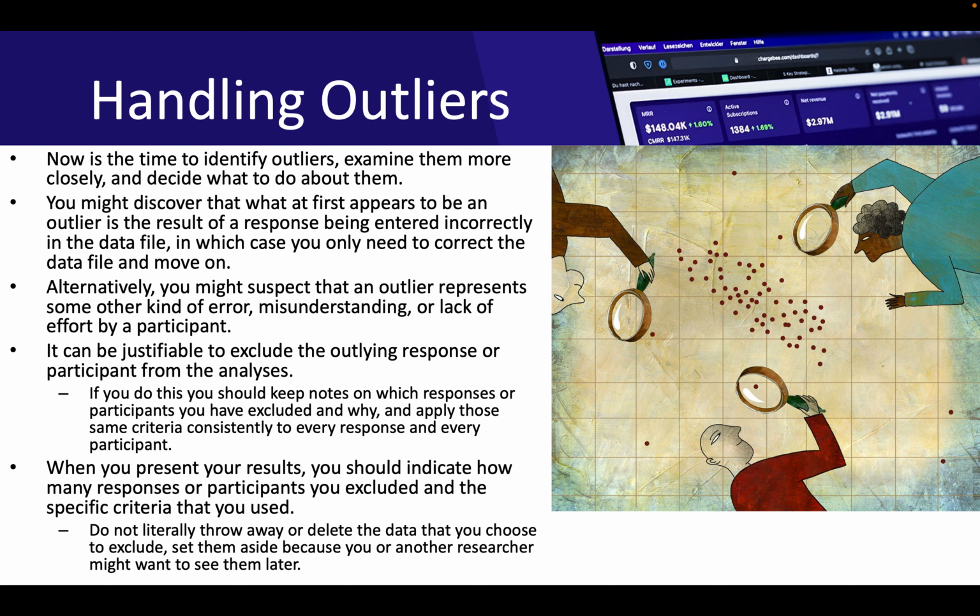When you present your results, you should indicate how many responses or participants you excluded and the specific criteria that you used. Do not literally throw away or delete the data that you choose to exclude. Set them aside because you or another researcher might want to see them later.